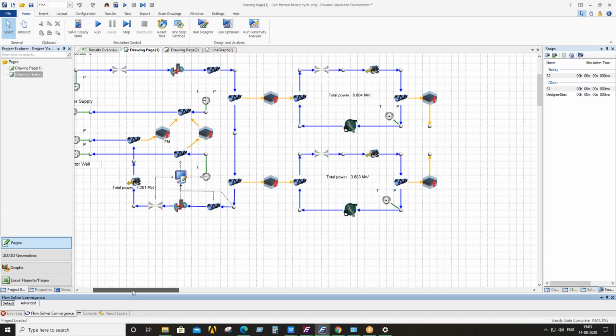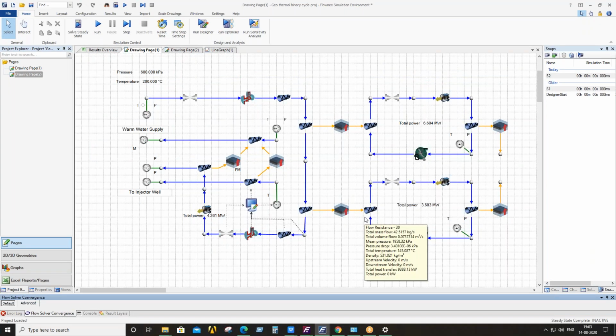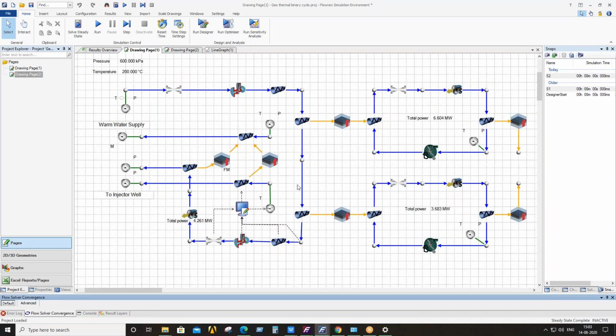Yes. So we also developed another cycle for a cogeneration plant. It is a geothermal cycle. Just wait a second.